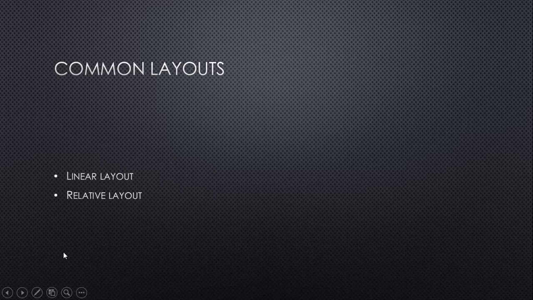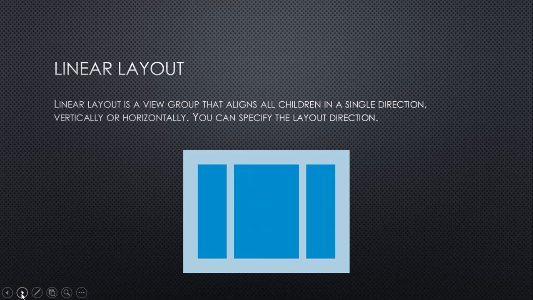Okay, so for the purpose of the lesson of this course, we'll be looking at common layouts, which are the linear layout and the relative layout. And these are very common layouts that we will be using in our everyday development. So the very first one we'll be looking at is linear layout. Now, linear layout is a view group that aligns all children in a single direction, either vertically or horizontally.